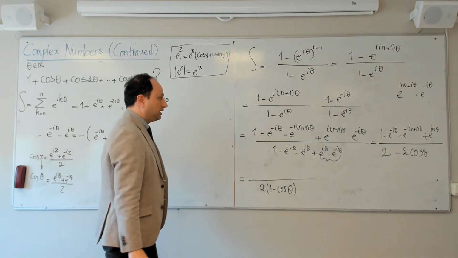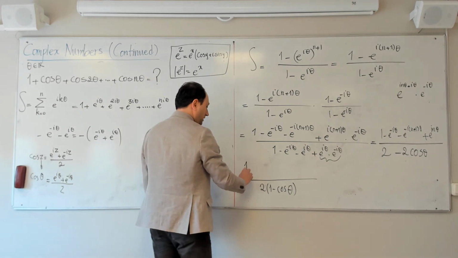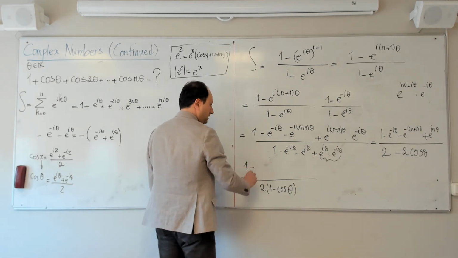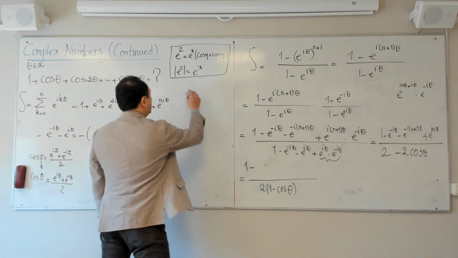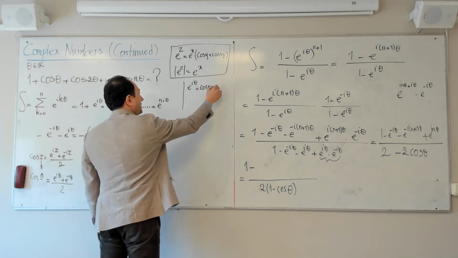And then what can I do? What can I write instead of this? I can write 1 minus. So I told you that e to the power of i theta is cosine theta plus i sine theta.